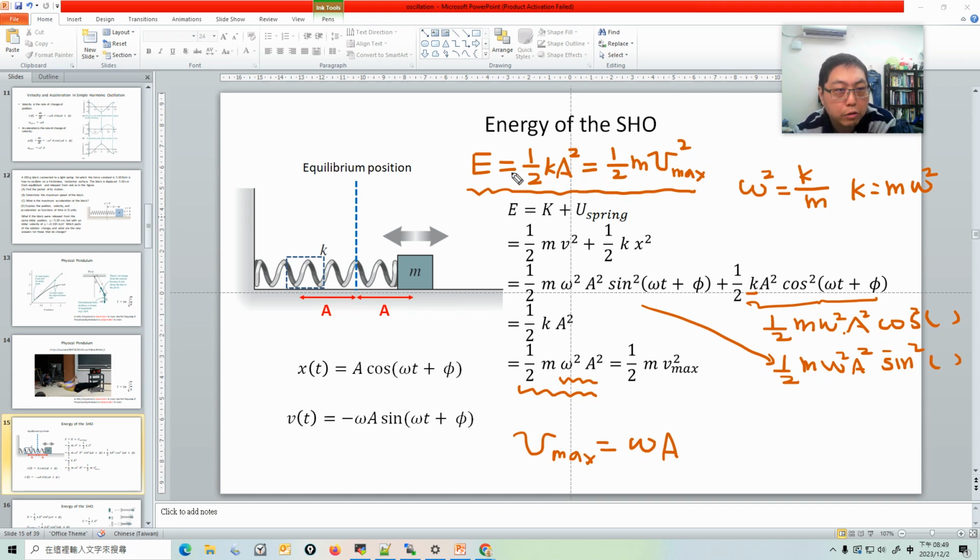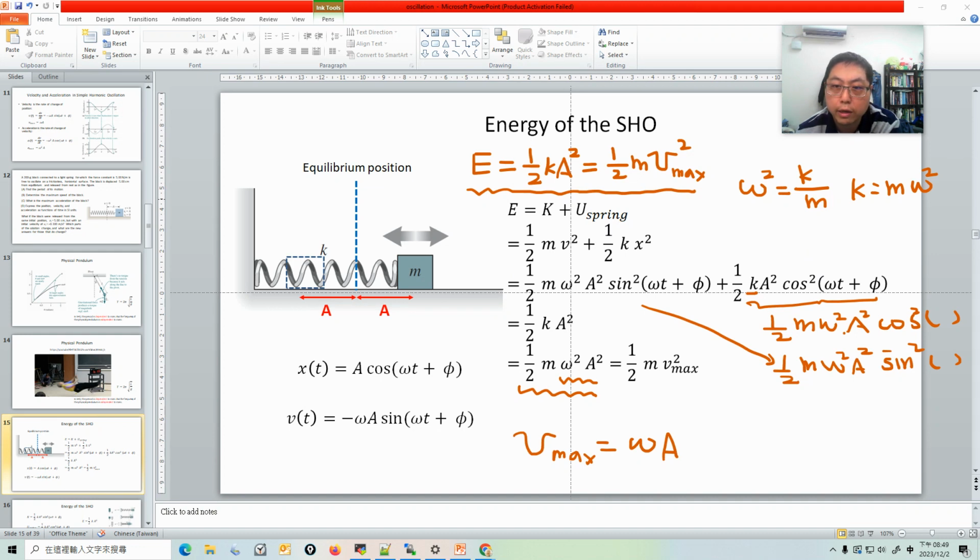So this is the very basic energy perspective for simple harmonic oscillation. We just use the results from the equation of motion. So the equation of motion is very important. You put the result of the equation of motion into the simple energy analysis of simple harmonic oscillation. So that's the basic idea of the energy of the simple harmonic oscillation.